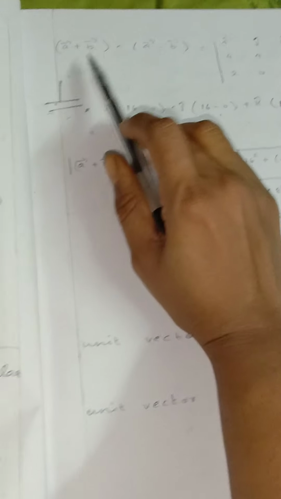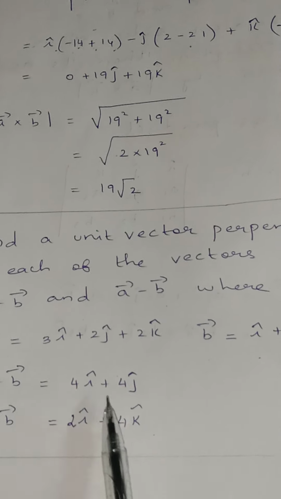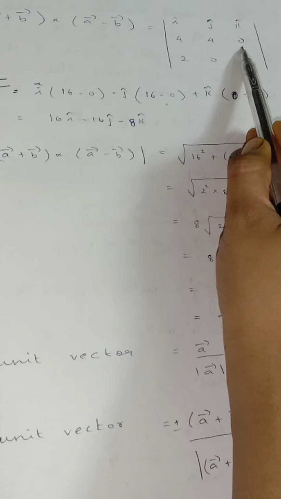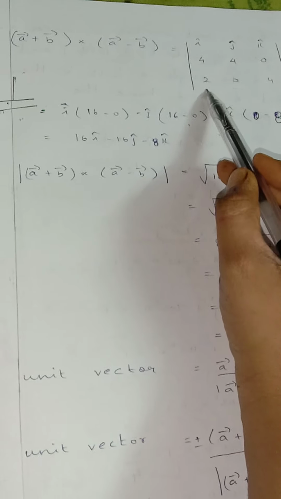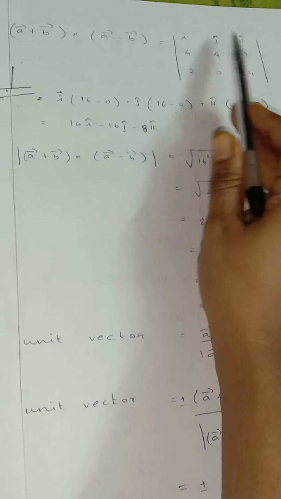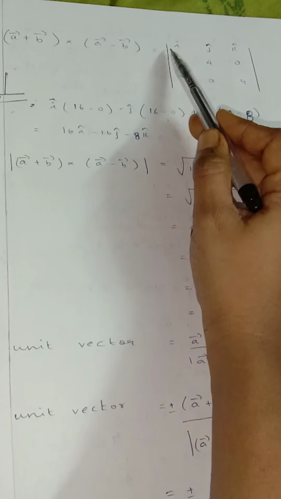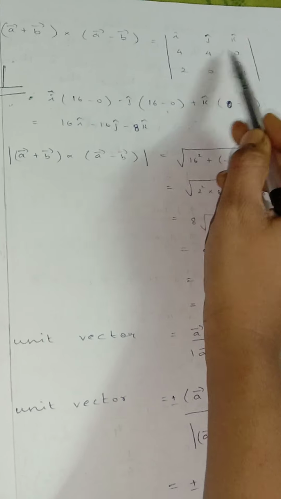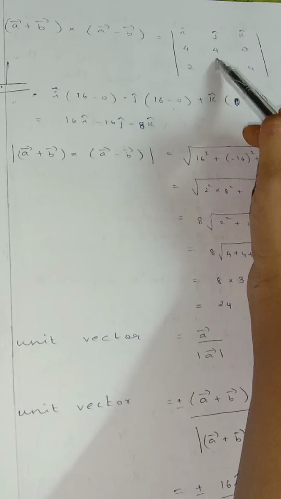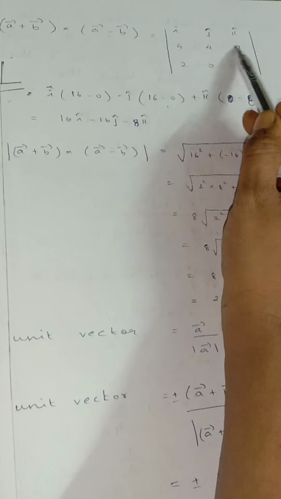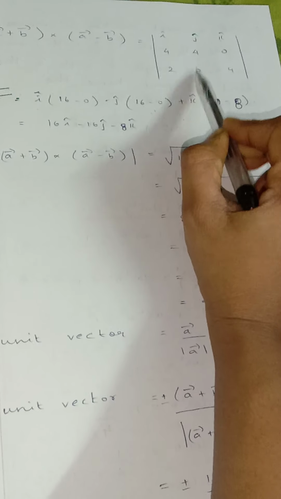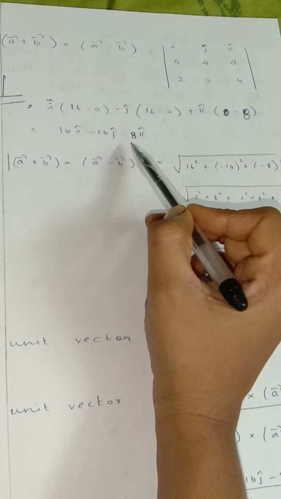What is the a plus b value? You can see here, a plus b is 4i plus 4j. The k value we are not having, so we put 0. The a minus b value is 2i plus 4k. So 2, 0 and 4. Now you should expand this the same way. First I take i, and I cover this. So 16 minus 0. Then j takes the value of negative, so minus j. We cover this, again 16 minus 0. If I take k, cover this. So what will happen? 0 minus 8 becomes minus 8.